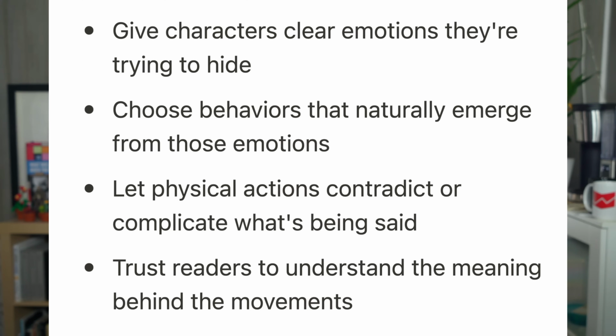So we have to make action and subtext work, and the ways to do this are to give characters clear emotions that they're trying to hide, choose behaviors that naturally emerge from those emotions, and then let the physical actions contradict or complicate what's being said. And we come back here every single time, and that's to trust the readers to understand the meaning behind the movements. Remember, the goal isn't to create elaborate pantomimes, it's to show how people's bodies often betray the truths their words are trying to hide.